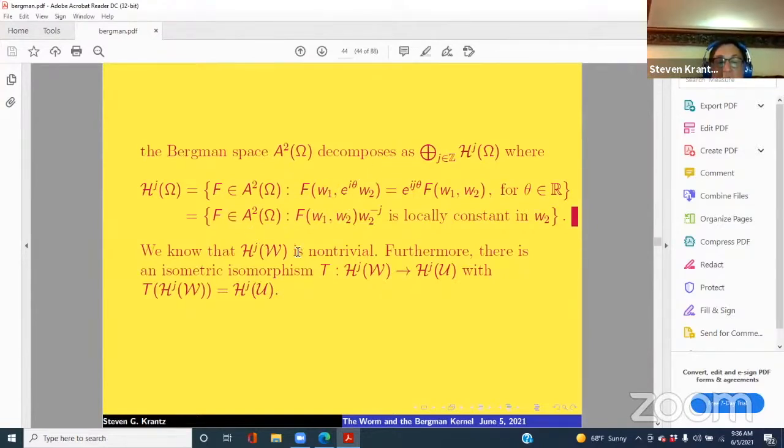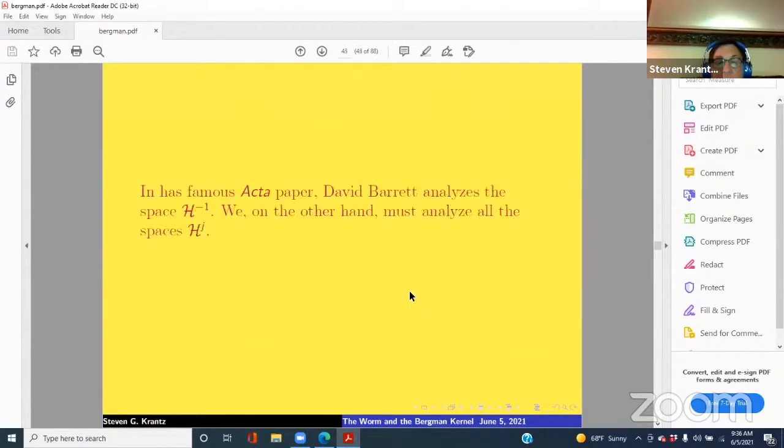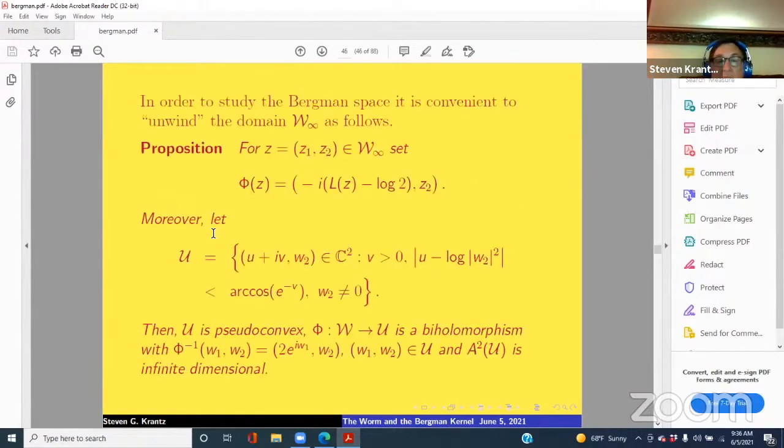So this is Fourier analytic in spirit, as you can see. Each H_j(W) is, it's easy to see, non-trivial, and there's an isometric isomorphism T from H_j(W) to H_j(U). And we sort of think of U as an unwound version of the worm. So in his famous Acta paper, Dave Barrett analyzes the space H_1. We, on the other hand, have to analyze all of the H_j's. So our work is somewhat more ambitious.